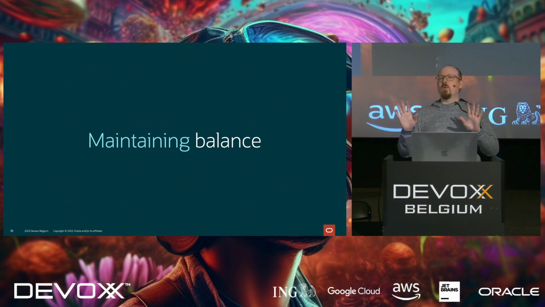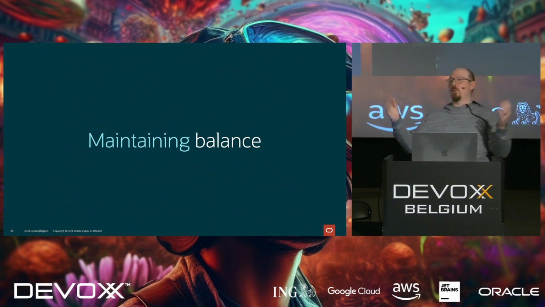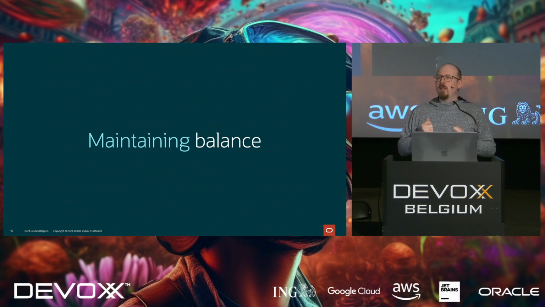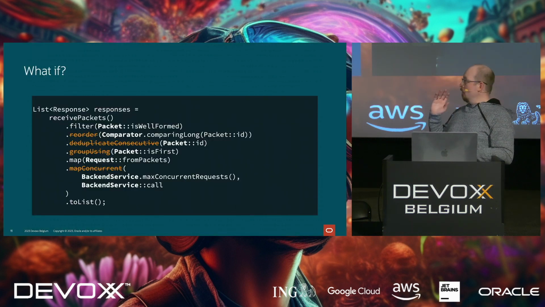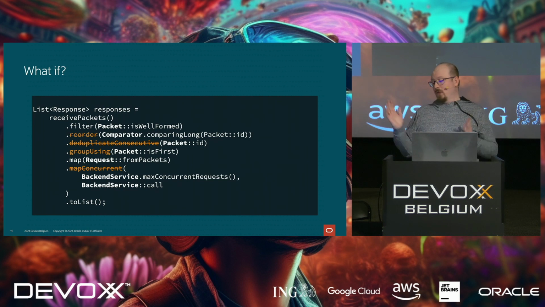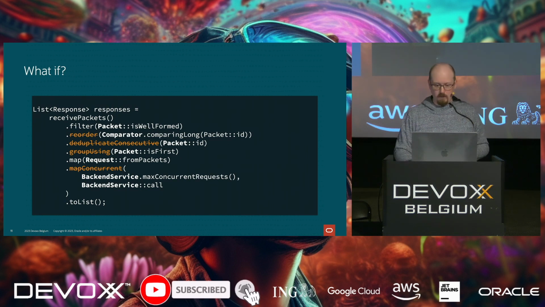So just as a question, has anyone here ever had a use case where you needed an intermediate operation on a stream that was not available? Any opportunity. So that's a fair amount of people. So I think it would be interesting to see how we could achieve that balance, because there's so many useful things that one might want to do with streams that is currently a bit difficult to achieve. So right now, we don't have reorder. We don't have deduplicate consecutive, we don't have group using, and we don't have map concurrent. So these are intermediate operations that do not exist right now.